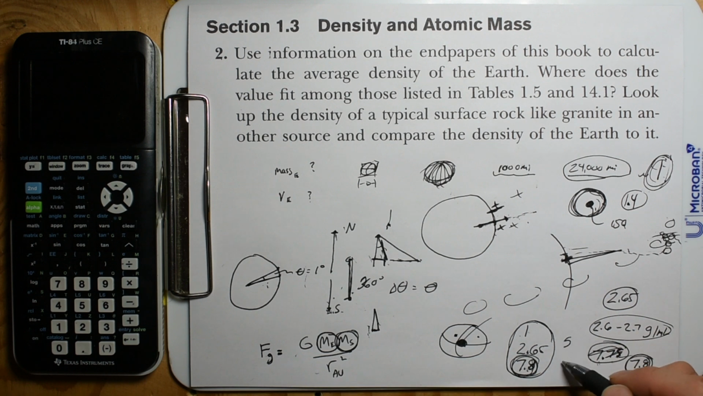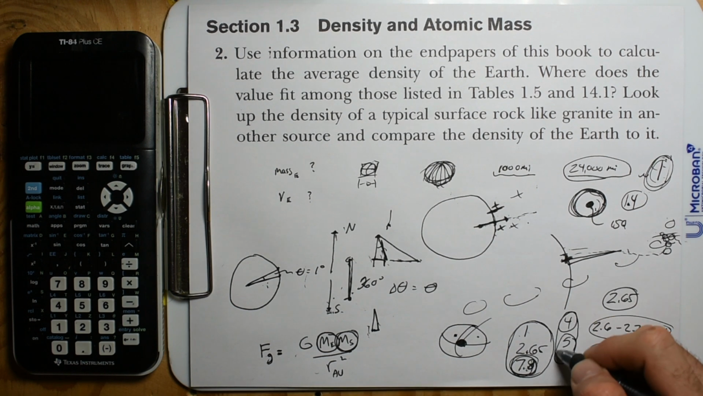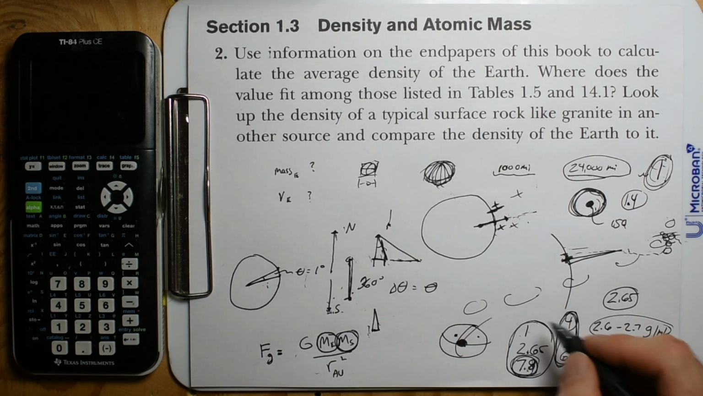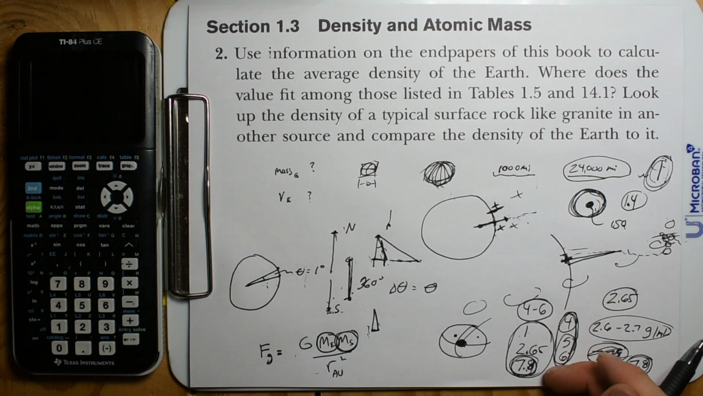What do you think? The density of the Earth is 5 and 6? I think it's just between 5 and 6. I don't think it's as low as 4, but it might be. You know what I mean? So I'm guessing between 4 to 6. Those are my guesses for the density of the Earth.